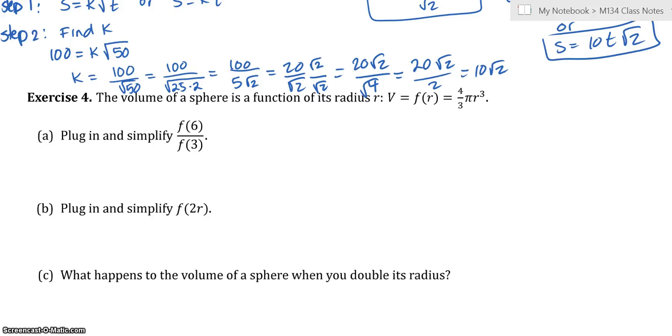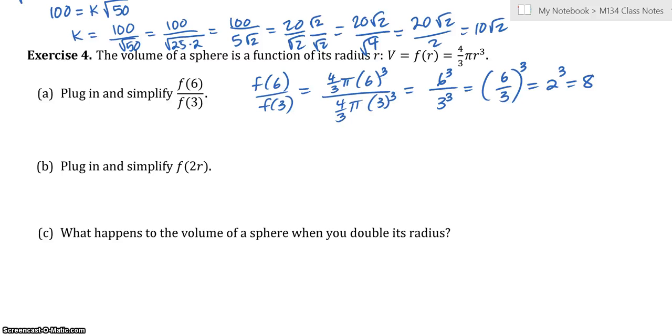Here's the solution. The answer to part A is 8. You can do this several different ways. You can figure out the top separately, figure out the bottom, and divide it. What I did is I just plugged it in all at once. So 4/3 pi times 6 cubed, over 4/3 pi times 3 cubed. I noticed that these canceled, so I just ended up with 6 cubed over 3 cubed, which was really 6 over 3 cubed, which is 2 cubed or 8. But you can do that however you want.